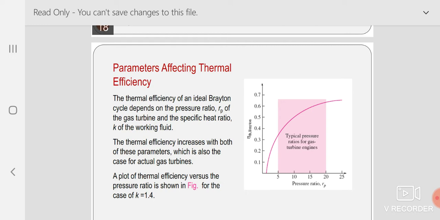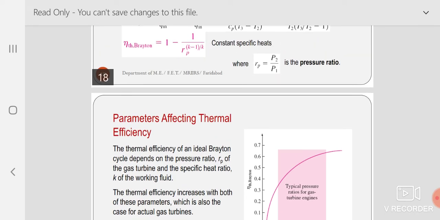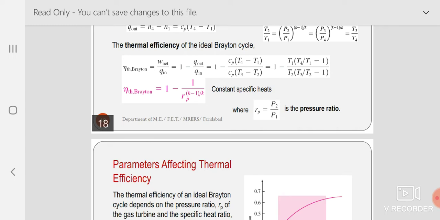Actually, does it happen so? Yes, it happens so. See this formula, the last chapter formula. Eta TH Brayton equals 1 minus (1 by Rp to the power (K minus 1) by K). If the value of Rp increases, 1 by Rp decreases. That means 1 minus this portion, this whole value, increases.